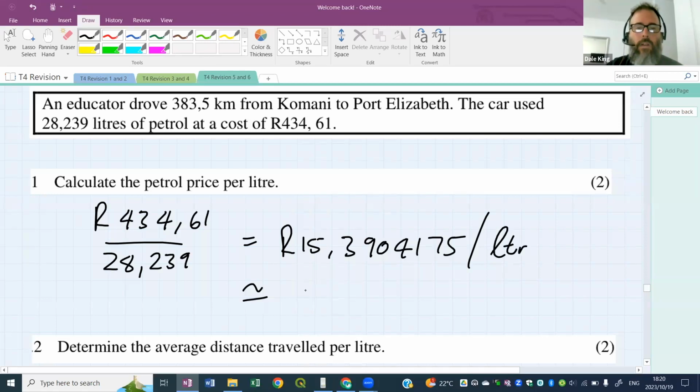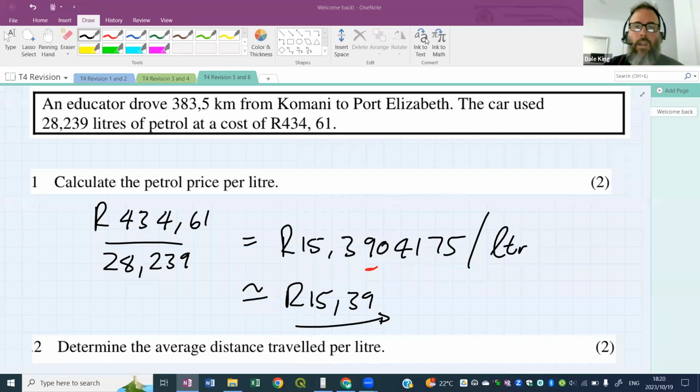All right, so I'm going to round off to 2 decimal places now. I'm looking at the 9, the second decimal. Will it change? No, there's a 0 next to it. So we're just going to say 15.39. Now, just to stop and chat about this for a second.